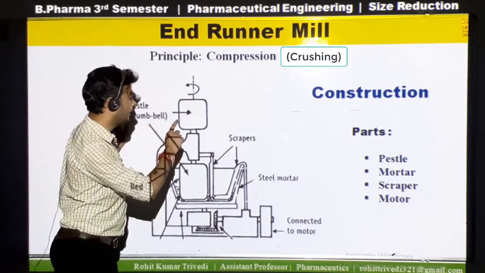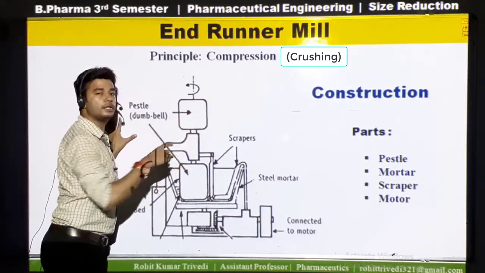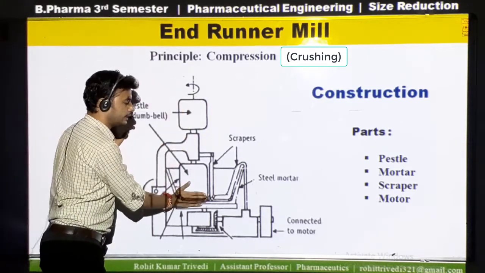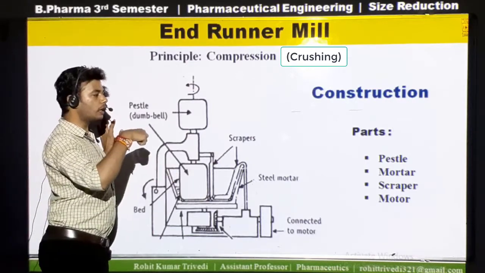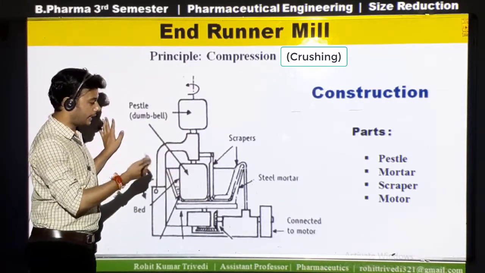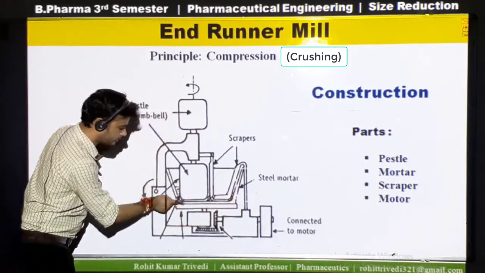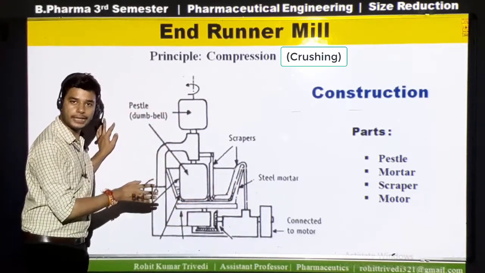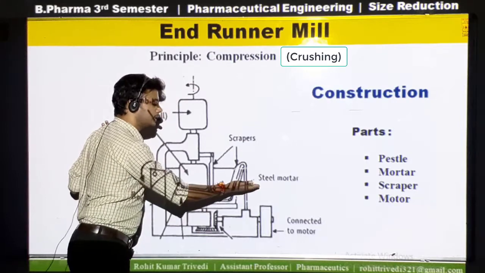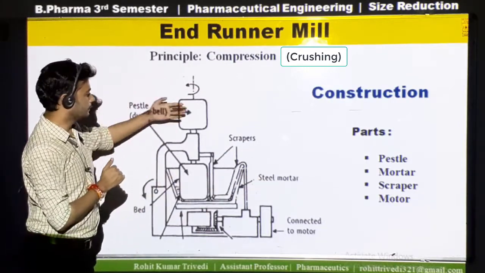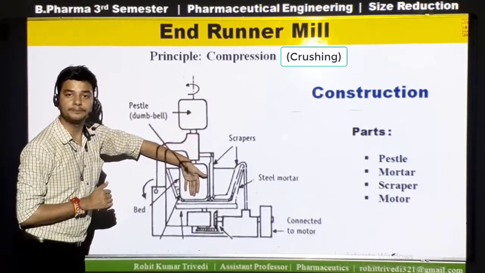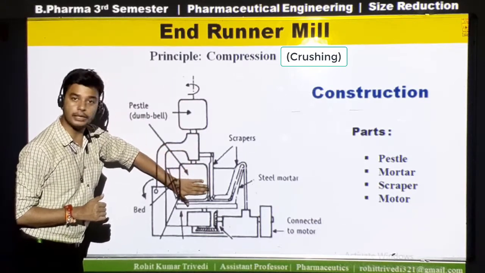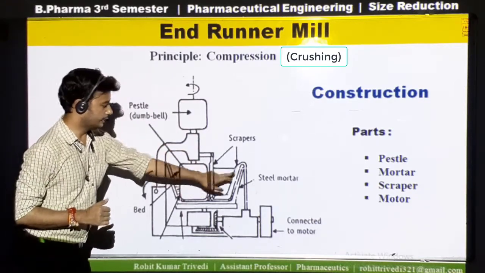The very first is the pestle. This is the pestle. As mortar and pestle, you have already studied in your B Pharma first semester. The pestle is placed inside the mortar for the size reduction of the material. This bowl-like structure is our mortar. Basically it is made of metal, and most of the time it is made of steel. The pestle is placed inside the mortar. This is the placement of our pestle, and this is our mortar.